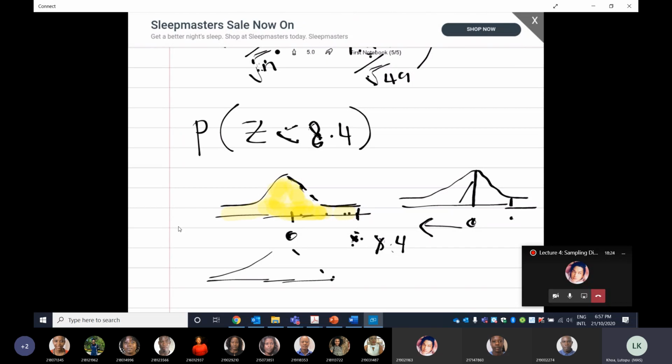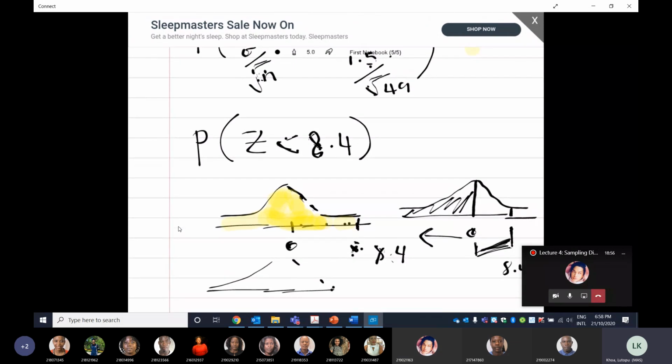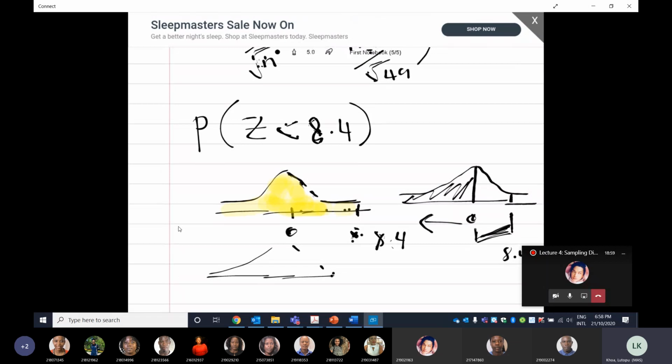We know that this part is equal to 0.5 because the normal distribution is symmetric. The total area under the curve is equal to 1. The area on the left is 0.5, and the area on the right is also 0.5. So we want this area here from there to there. Are there any ideas how we can use our table to work out this area over here? We know that we have an 8.4 here.